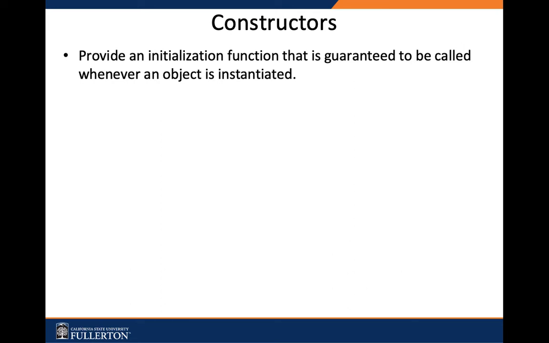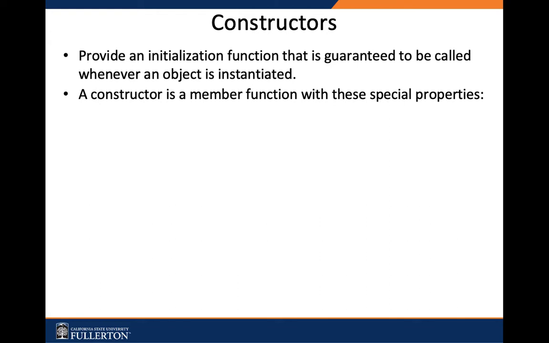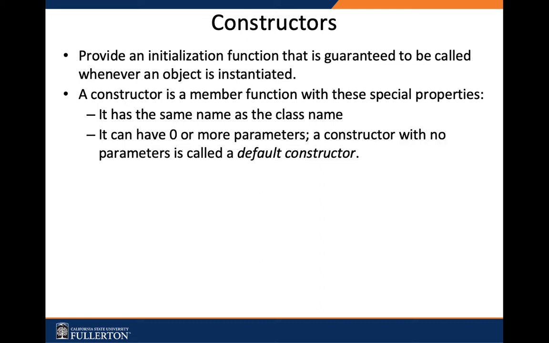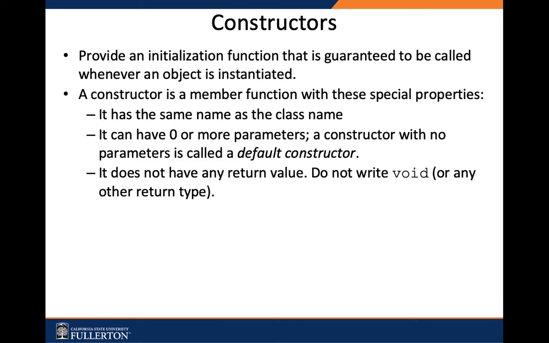Constructors are special member functions which provide an initialization function guaranteed to be called whenever an object is instantiated. A constructor is a member function with these special properties. It has the same name as the class name. It has zero or more parameters. A constructor with no parameters is called a default constructor. It does not have any return value. Do not write void or any other return type. We can have only one default constructor per class.